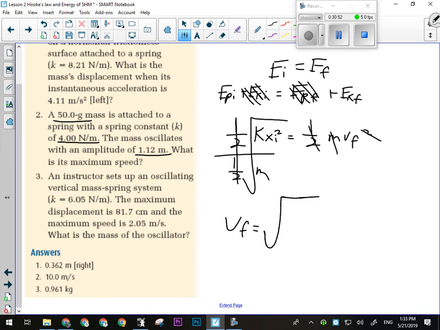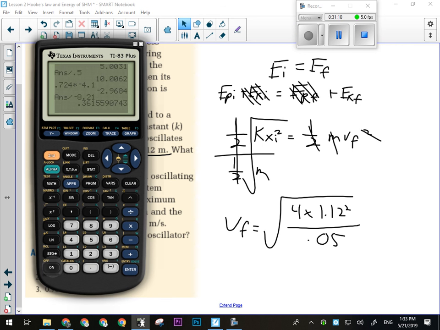So v_f will equal the square root of 4 times 1.12 squared, that's the most common thing forgotten, is to square x, divided by 0.05 kilograms. So when we do that, 4 times 1.12 squared, divided by 0.05, it's moving at 10 meters per second at equilibrium. Everybody okay with that?